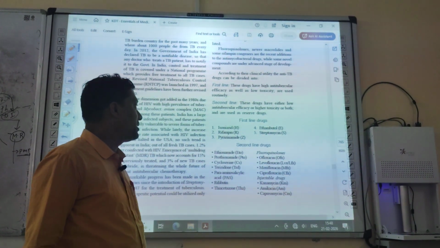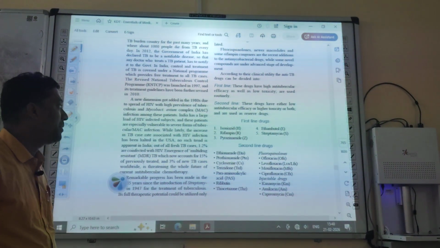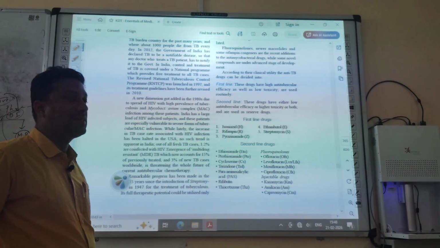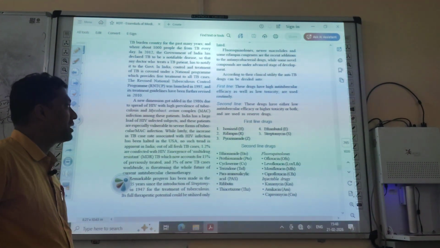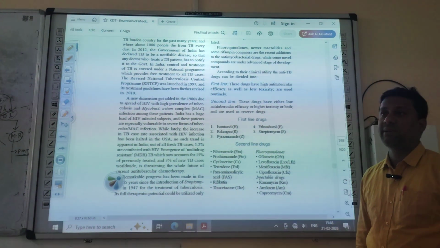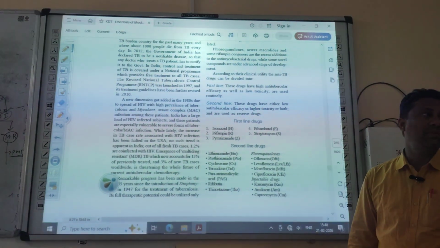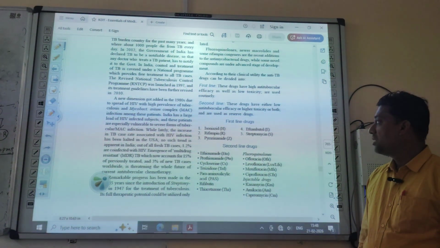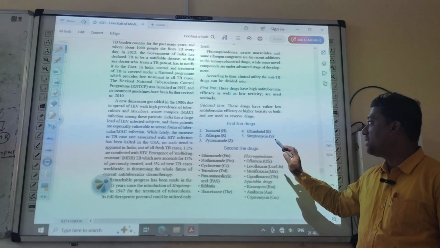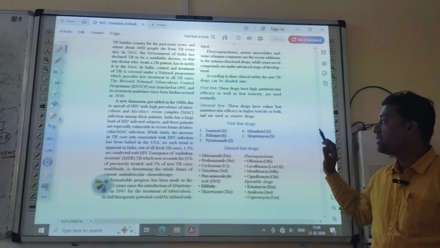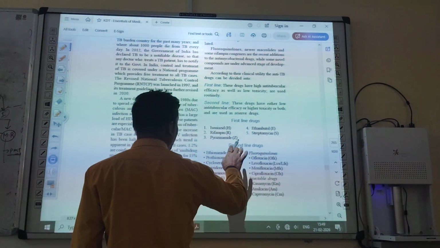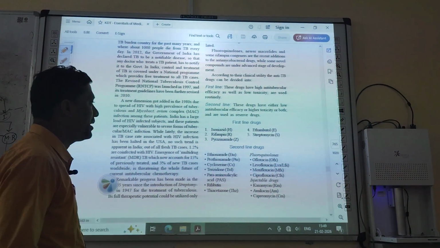Isoniazid, rifampin, pyrazinamide, ethambutol, streptomycin. These are the five examples of drugs which are used as first line anti-tubercular drugs. You have to remember all these first line drugs. Isoniazid, rifampin, pyrazinamide, ethambutol and streptomycin, capital H, capital R, capital Z, capital E and capital S.